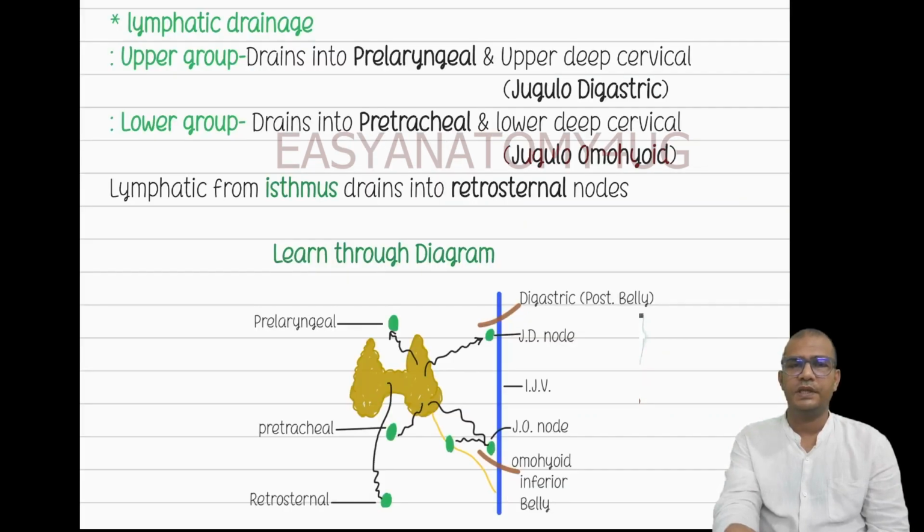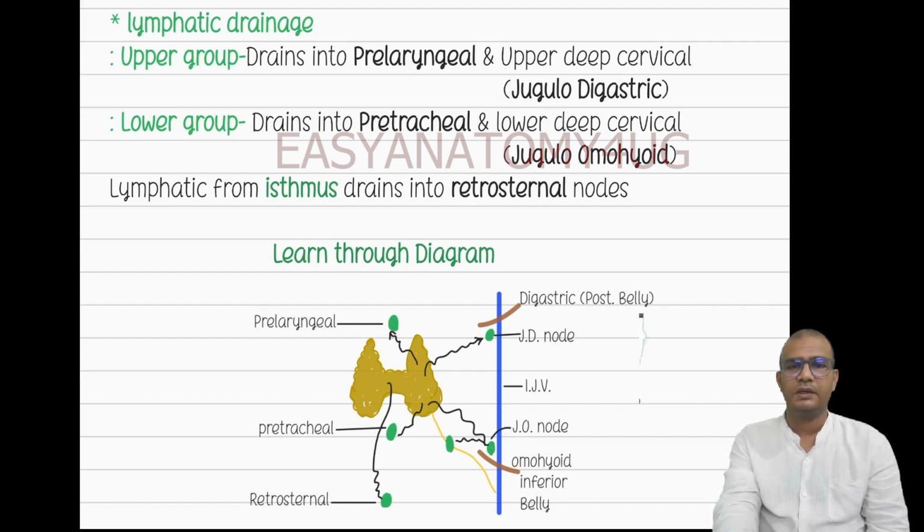Now let us discuss the lymphatic drainage of the thyroid gland. The upper part of the thyroid gland drains towards prelaryngeal and jugulodigastric or upper deep group of the cervical lymph nodes. The lower part of the thyroid gland drains towards pretracheal and lower deep cervical group of lymph nodes, which are also known as jugulo-omohyoid. The isthmus part drains towards the retrosternal nodes, or we can say these are brachiocephalic nodes.